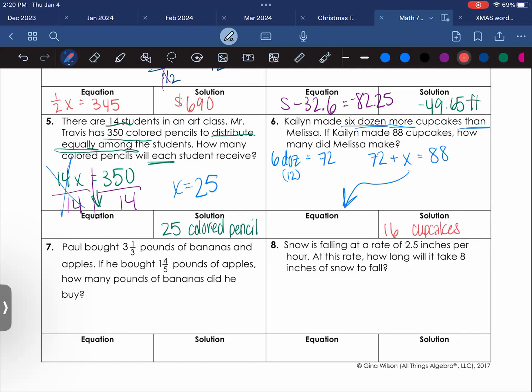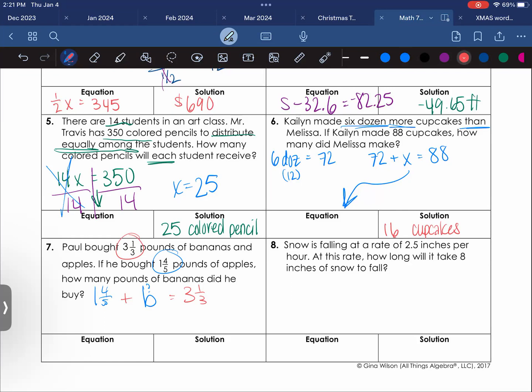All right, number 7. Paul made 3 1/3 pounds of bananas and apples. If he bought 1 4/5 pounds of apples, how many pounds of bananas did he buy? Okay, so our total is 3 1/3 pounds. So apples plus bananas equals 3 1/3. They gave us the amount of apples, 1 4/5 pounds. Now we need to find the bananas, so we can call that B. So 1 4/5 plus B equals 3 1/3.